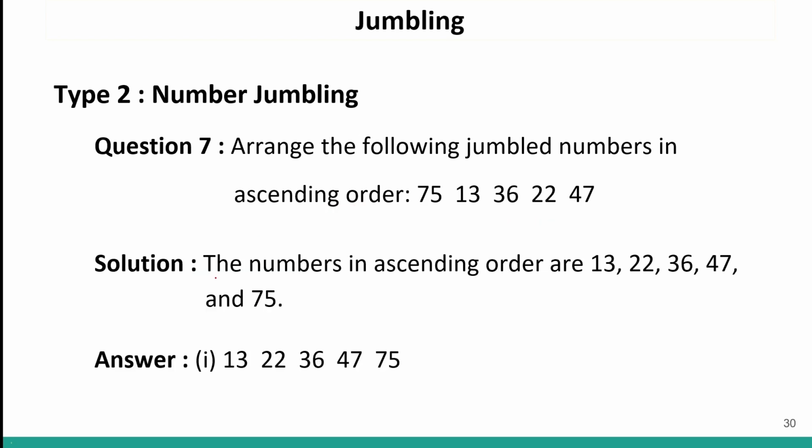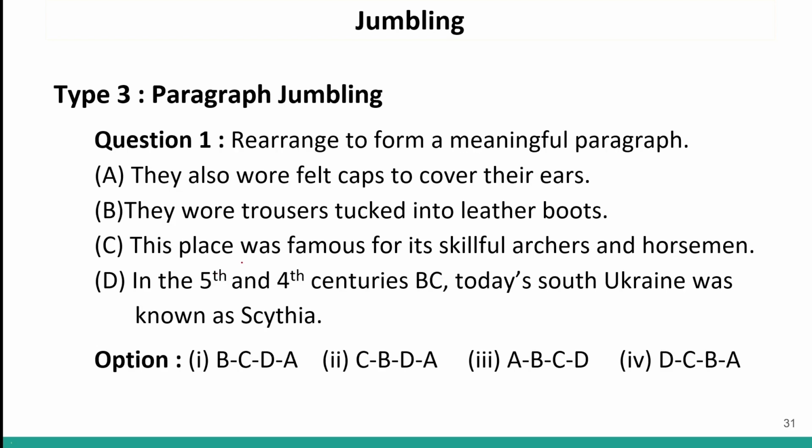So this is how you solve questions on number jumbling. Next we have type 3, which is paragraph jumbling. In paragraph jumbling, we are given certain sentences and we have to rearrange these sentences to form a meaningful paragraph. This we discussed when we discussed how many types of questions there are. So let us start with question number 1.